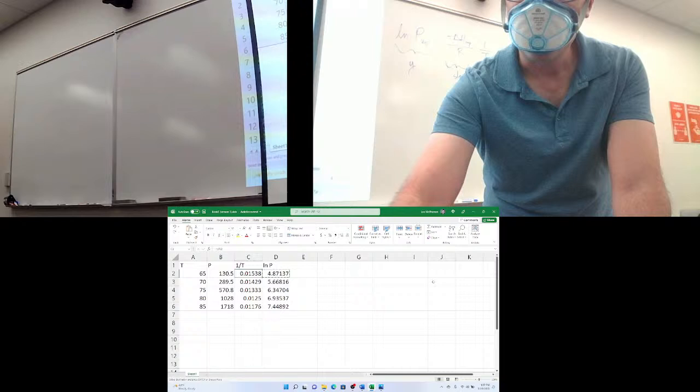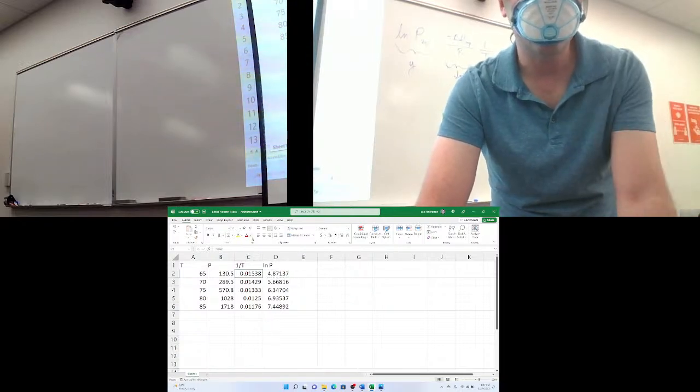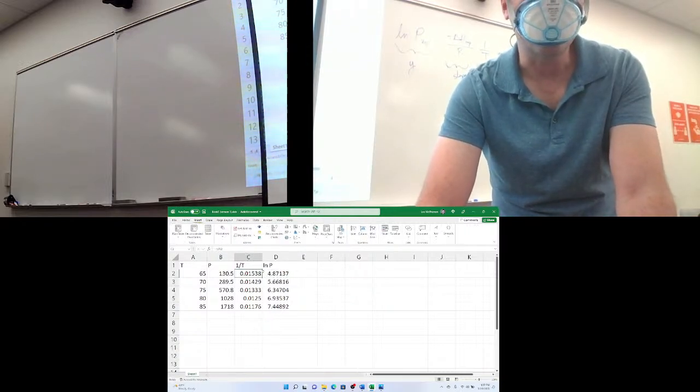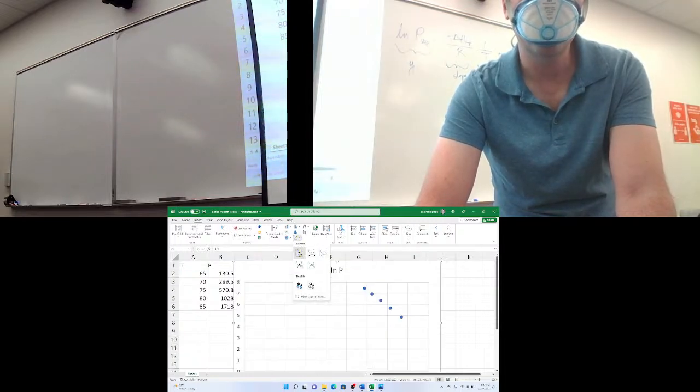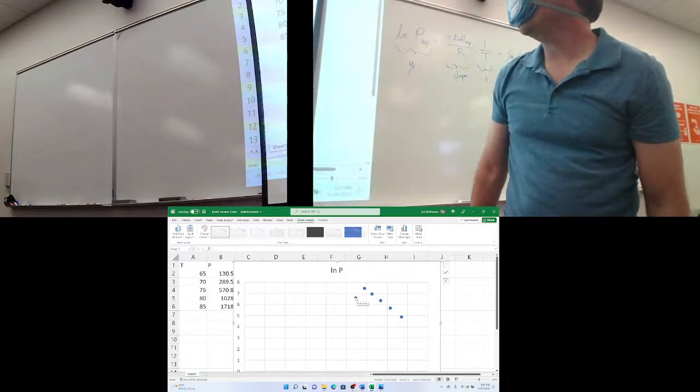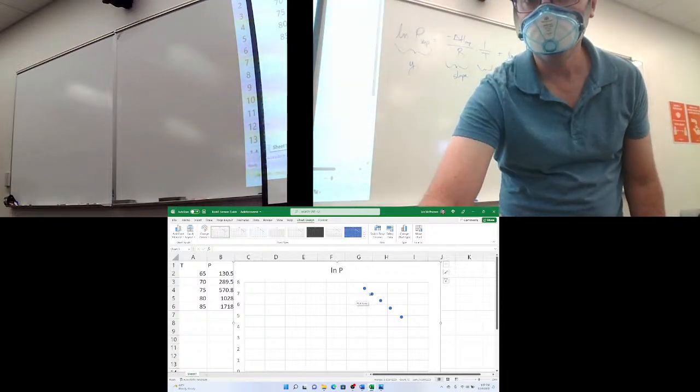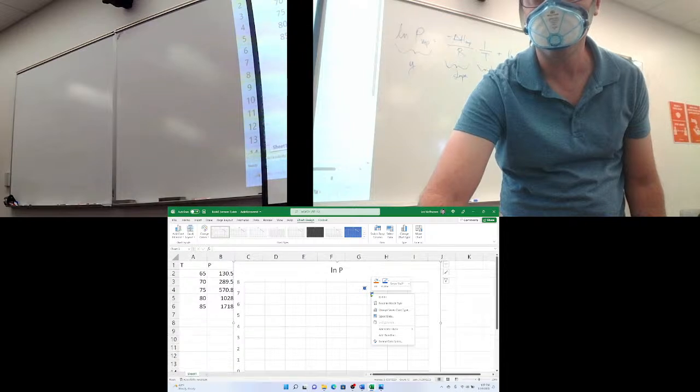All right, let me just redo this. So now I'm going to plot, insert, actually, let me highlight this first. Highlight, insert scatter plot. And you can see that's pretty straight. Let's see how straight it is. Let's add a trend line.